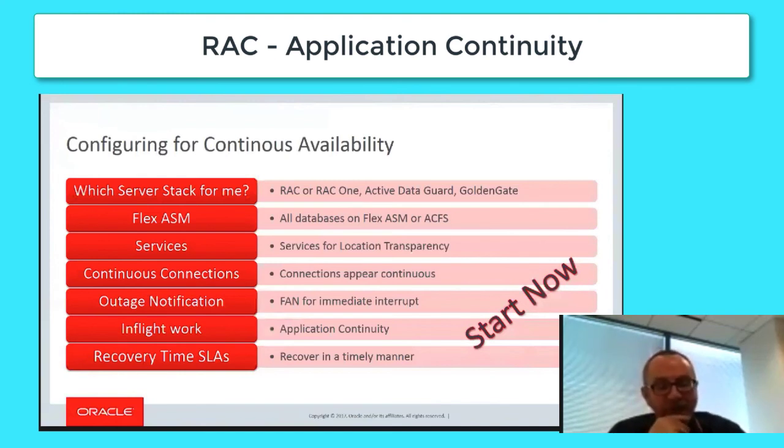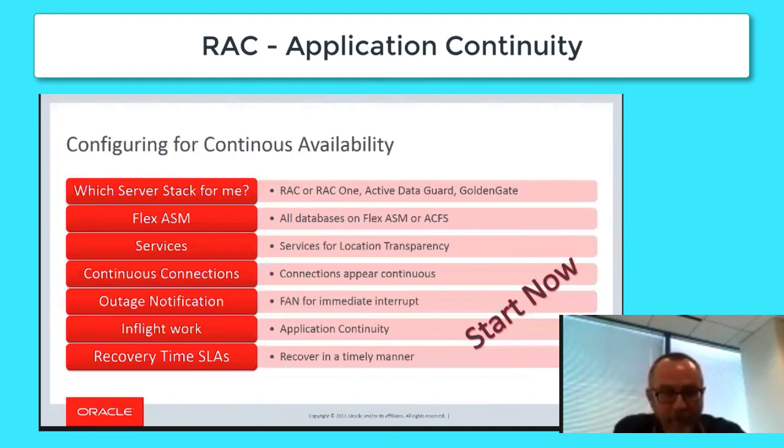We want the connections to be continuous and appear that way. So that's pretty straightforward. FAN for immediate interrupts. For people who aren't aware of it, Fast Application Notification is meant to notify applications or users when there's been a failure. Typically, if a user connection to a database instance waits for the timeout and that instance fails, without FAN that user session is going to wait roughly 60 seconds to figure out it's not getting any response and will time out, and then it'll look for a new session right away, if it's possible.